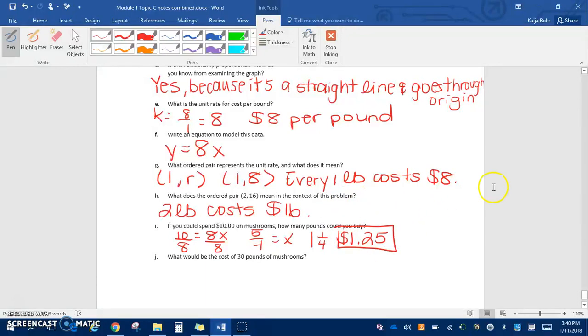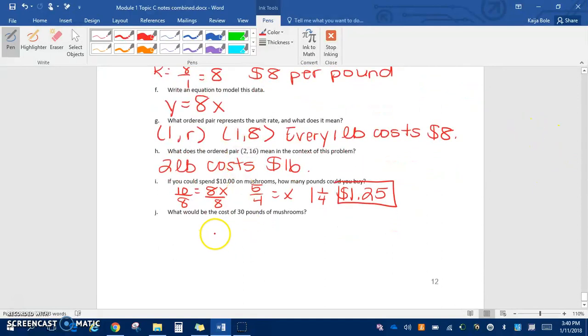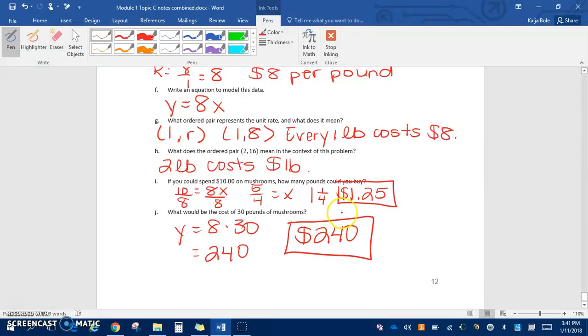Okay. Then one more here, part J, what would be the cost of 30 pounds of mushrooms? So now we have pounds, which is x, so it would be y equals 8 times 30. And that would be 240, so it would cost $240. Right? I just realized from the last part that I have the wrong label. It's not $1.25. They were asking how many pounds, so this would be 1.25 pounds or 1 1/4 pound. Alright, so that's all we're going to do. We'll do some more practice in class tomorrow, but that's it for this video.